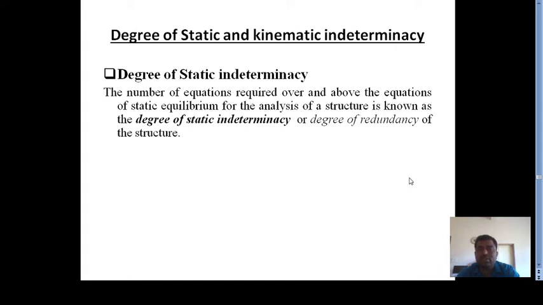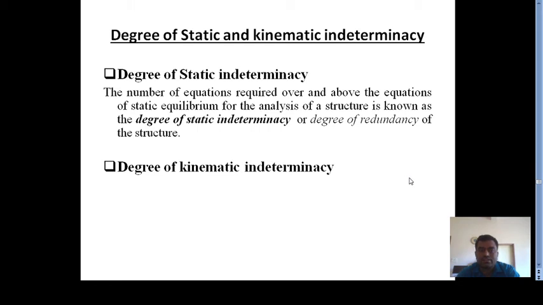What this means is that we know we have 3 equilibrium equations, and the number of equations more than those 3 in that particular element or member, we call the degree of redundancy, or the degree of static indeterminacy of a member.